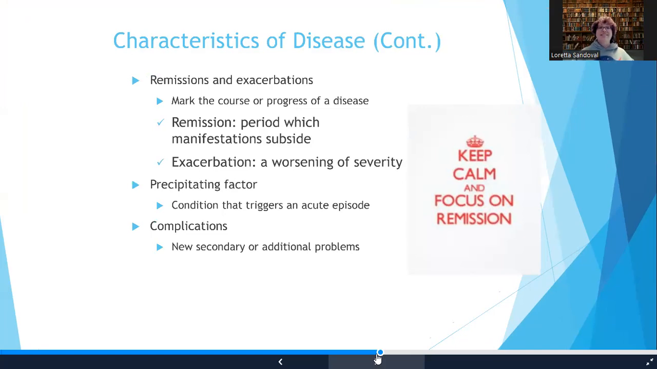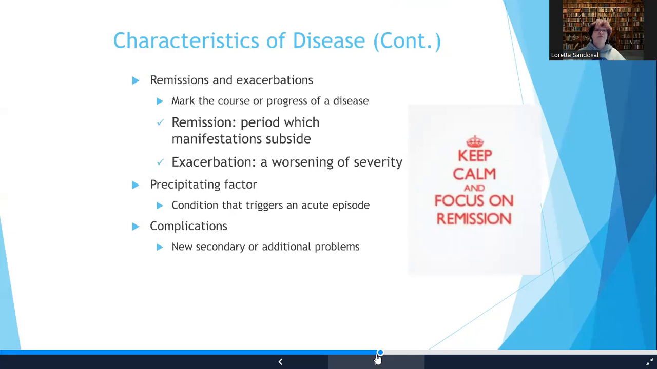So there are certain diseases where part of their characteristics are remission and exacerbation periods. Things like fibromyalgia, rheumatoid arthritis, and multiple sclerosis often have remission and exacerbation periods. There's a particular type of MS that's called relapsing remitting MS, and we'll talk about that in another section. But cancer is another one that may have worsening of severity and then remission of the manifestations.